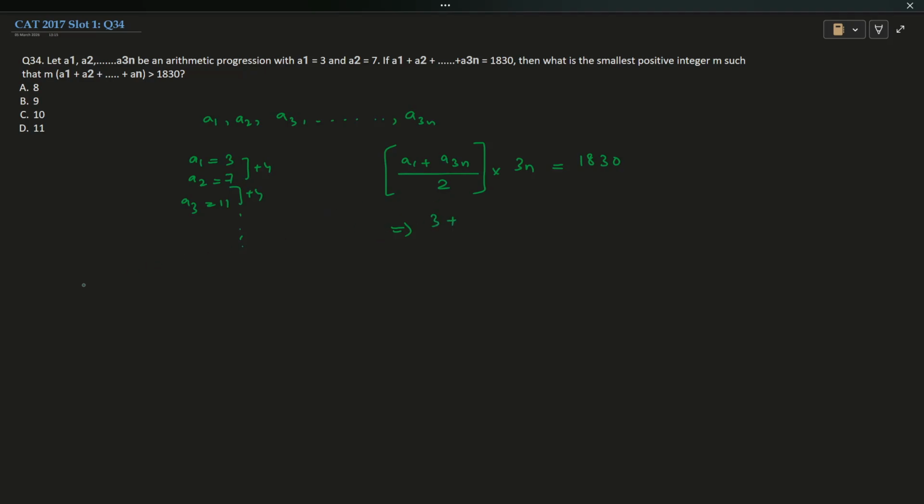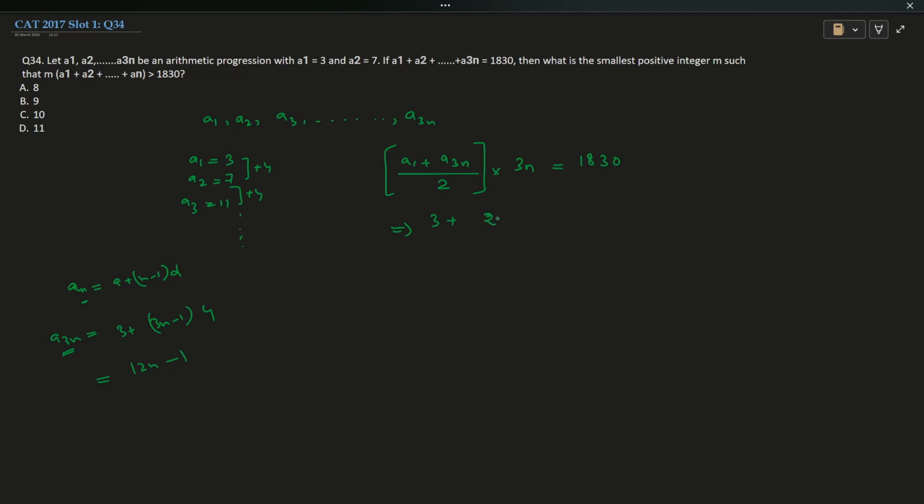What is the nth term of an AP? The nth term of an AP is given by a plus n minus 1 into d. So what will be the thrice n term here? So a is 3 plus 3n minus 1 into d. What is d? d is 4. We are calculating the 3nth term, not the nth term. So 12n minus 1, and I'll add plus 3.